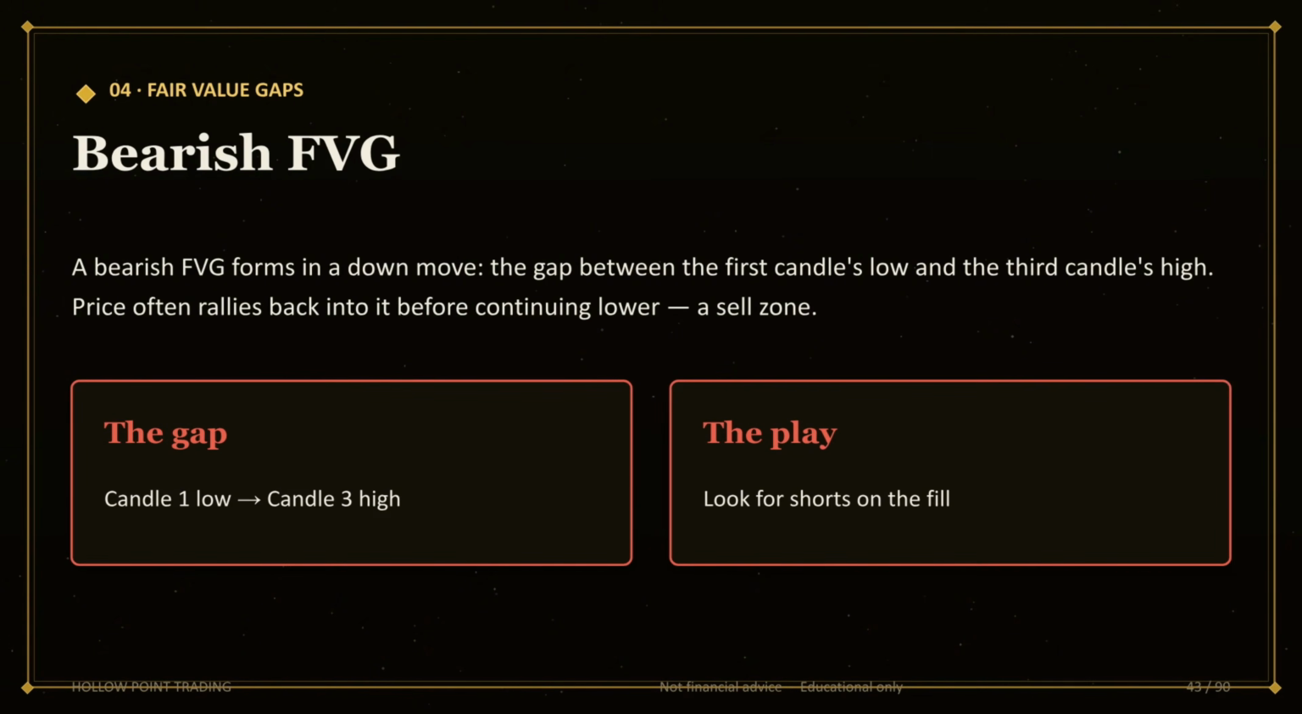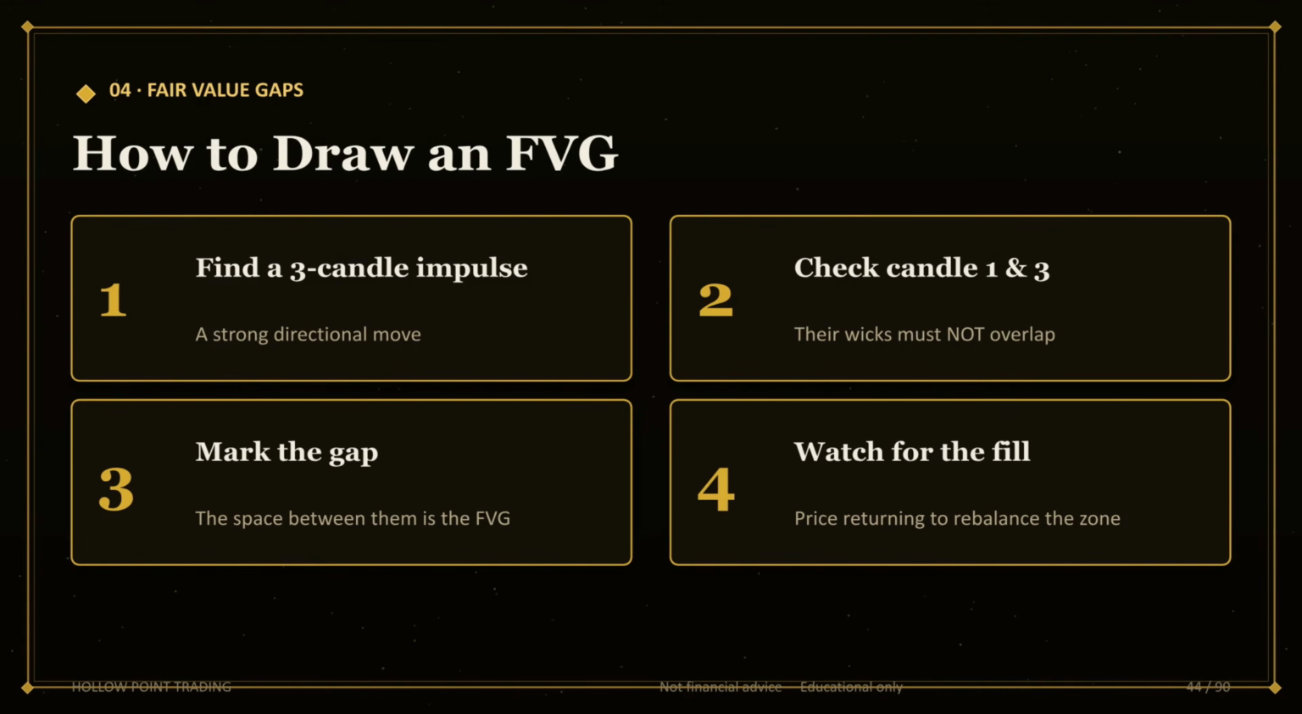Conversely, a bearish FVG occurs during a downward move. This is the gap between the first candle's low and the third candle's high. Price often rallies back into this zone, making it a prime area to look for shorts. To identify an FVG, find a three-candle impulse. Ensure the wicks of the first and third candles do not overlap. Mark the resulting space between them as your FVG, and watch for price to return and fill the imbalance.